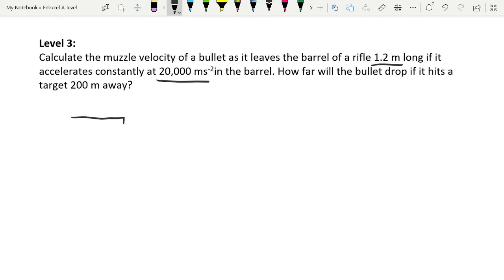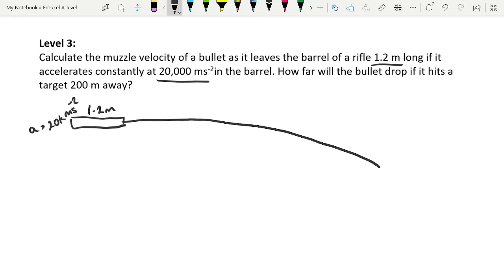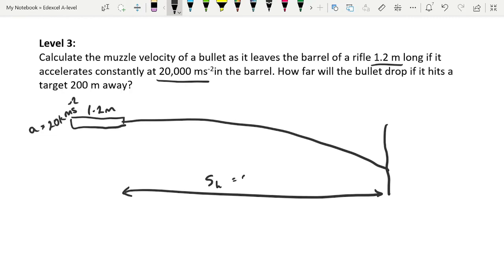So if this is the barrel of the rifle, it's 1.2 meters long, and our acceleration is 20,000 meters per second squared. This is what happens to the bullet when it comes out. That is the target, and we know the distance to the target is 200 meters. We are after this, the vertical displacement.